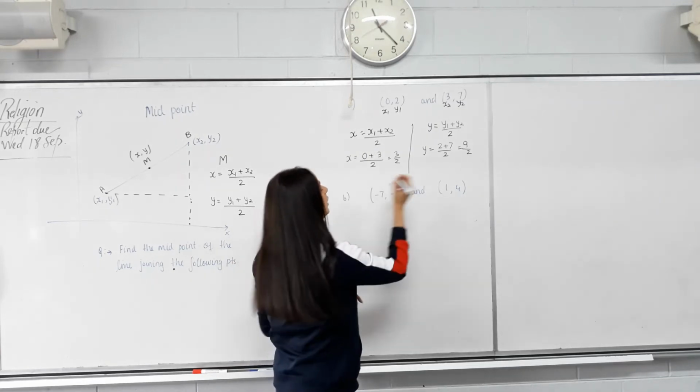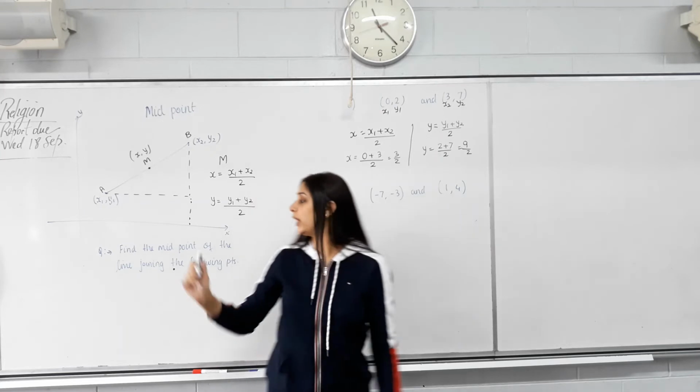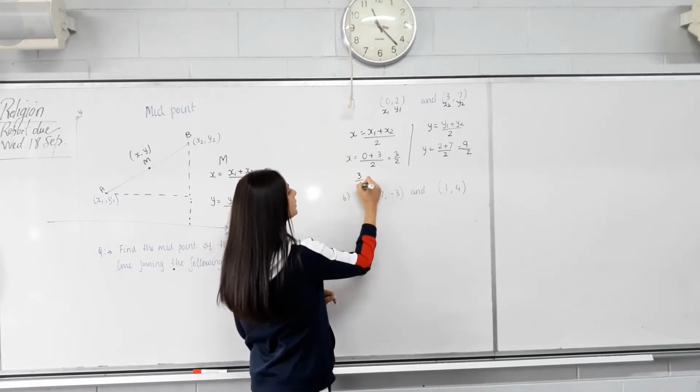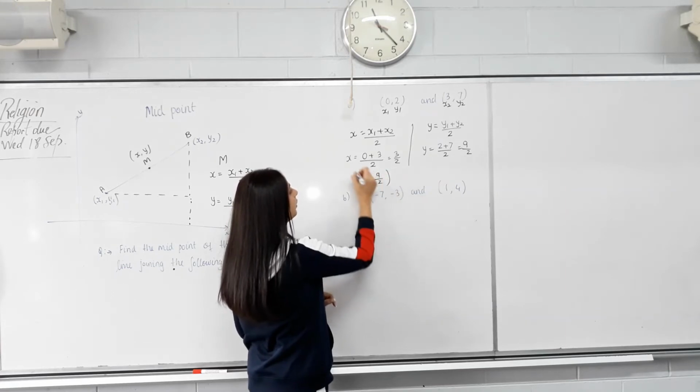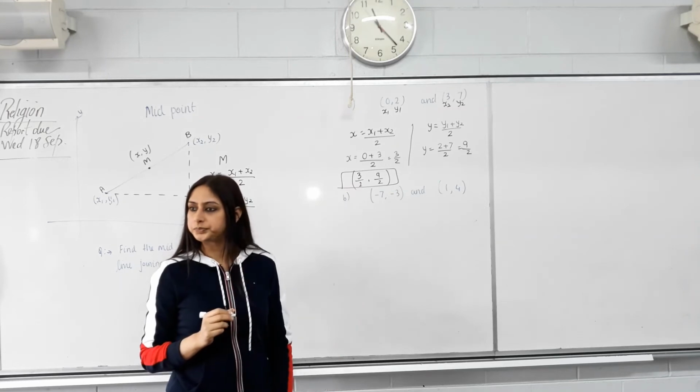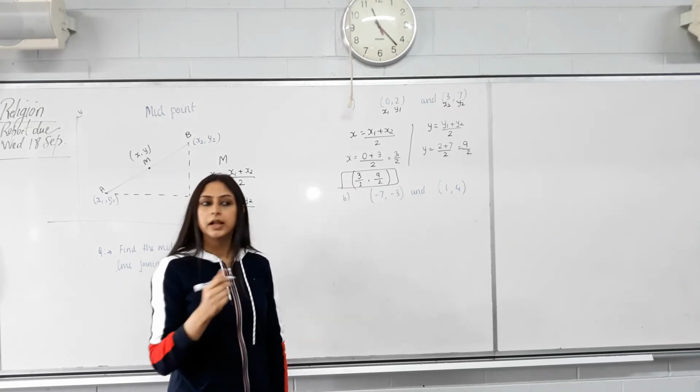Okay? So, your answer. The question said find the midpoint, so the coordinates of the midpoint are x, y. This is how you write your answer. We always write the x coordinate first and then the y. Make sense? Let's do another example.